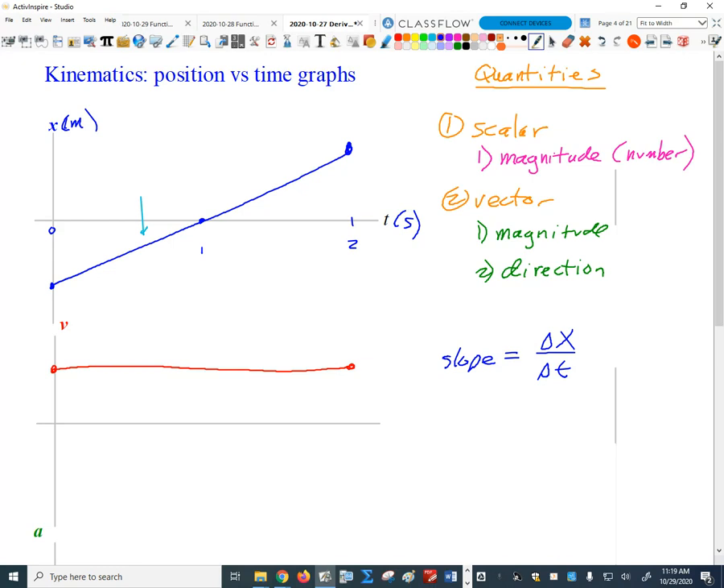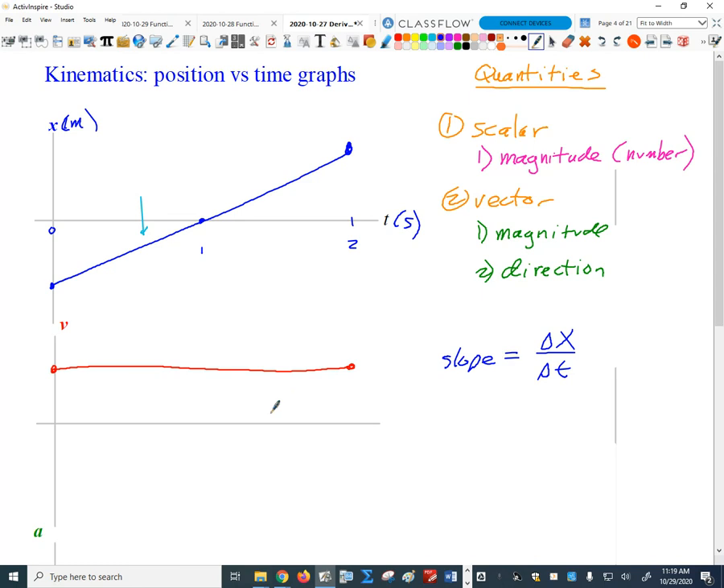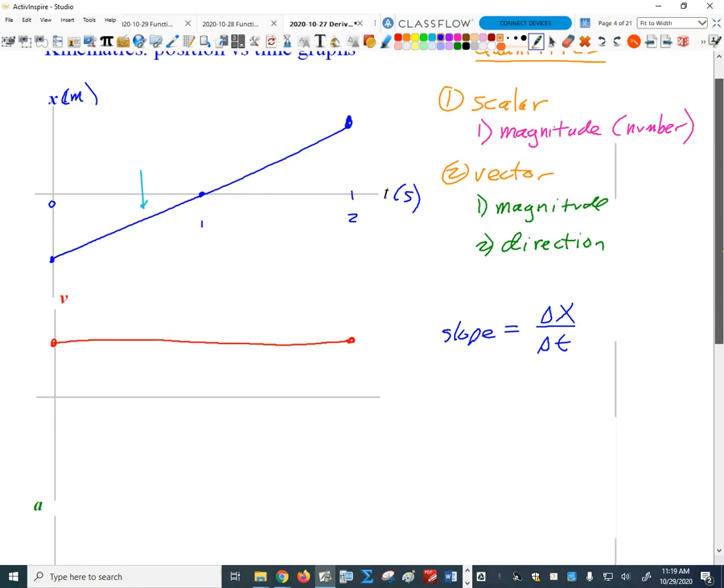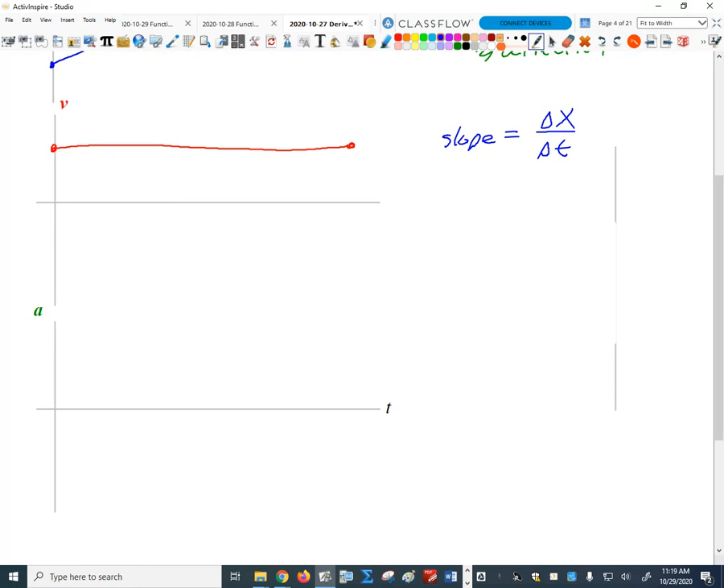Okay. Let's see if we can extend that definition. If I go back a page to these kinematic quantities, we can see that velocity is the change in x over change in t. That's going to be the slope of the position function. What about acceleration? What do you think the relationship is between acceleration and velocity? What do you think the acceleration graph would look like here? Acceleration, we're all familiar with what acceleration feels like, but can we define it, right?